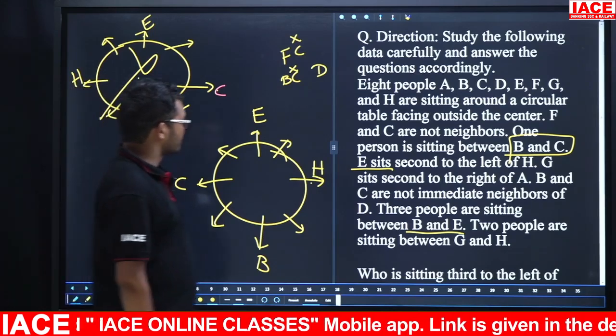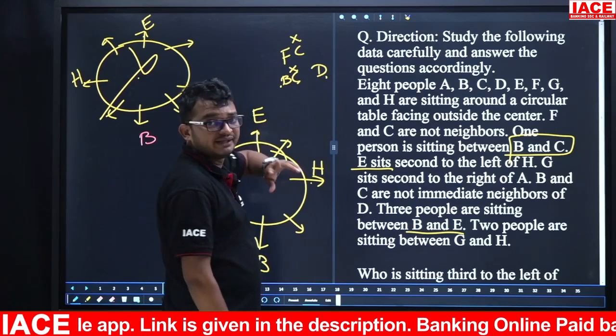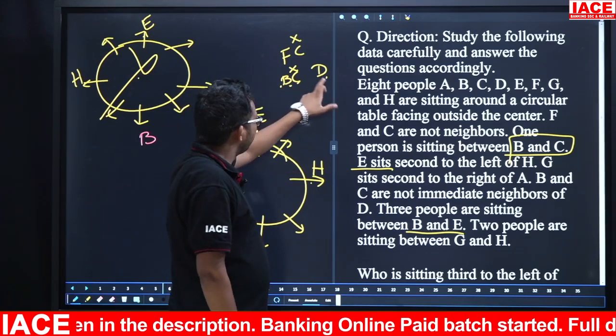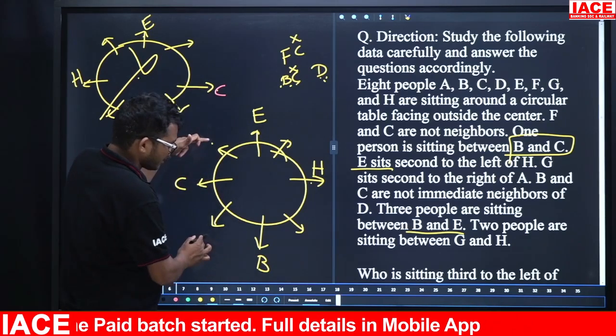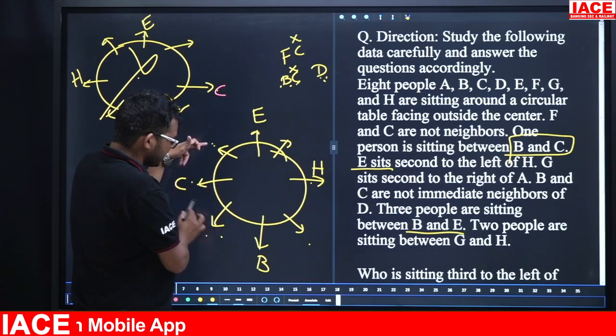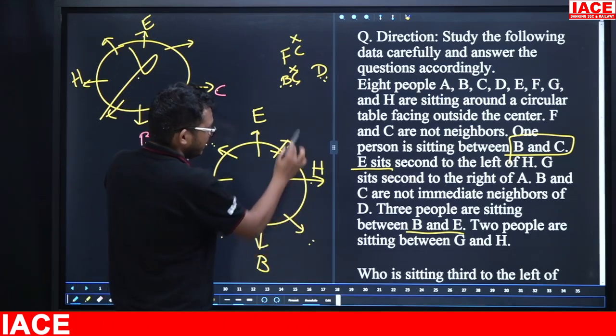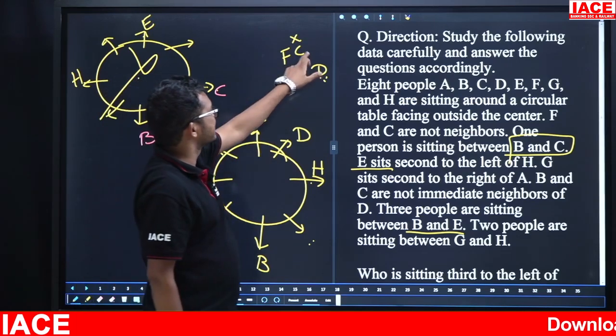Next, go for the next point. B and C, these two are not neighbors of D. That means B is not a neighbor of D and C is not a neighbor of D. So for D here no chance, here no chance, here also no chance. Why? D is not a neighbor of C and D is not a neighbor of B. This is the possibility for D. Next one, C is not a neighbor of F.